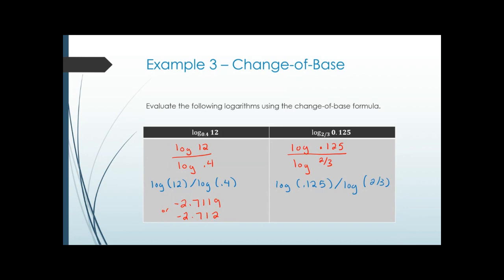So when I enter this, on my calculator it's really important to close the parentheses too, because if you don't, you can get an error. I get 5.1285, which if we were using 3 decimal places would be 5.129.